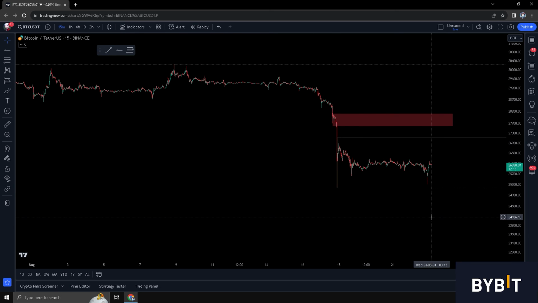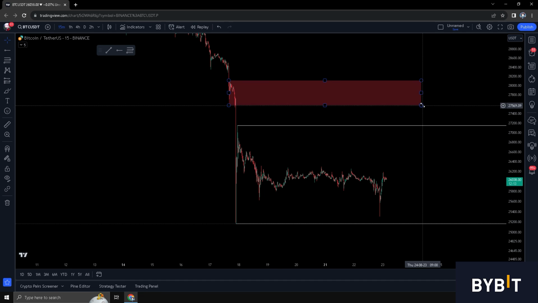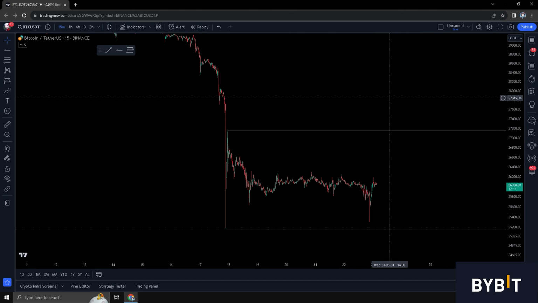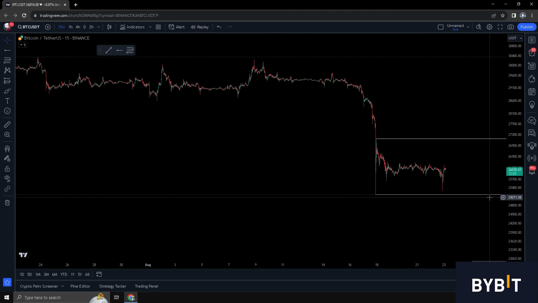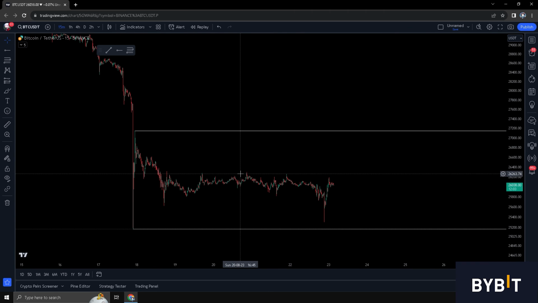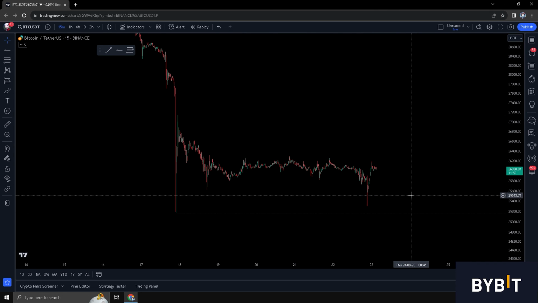I hope ranges were clear, and just remember that ranges are not supposed to be just horizontal things, or just basic resistances or basic supports. There are multiple things that come to ranges. I have given you mine, in comparison to how I trade them: first SFPs, second order blocks, and third supply and demand.